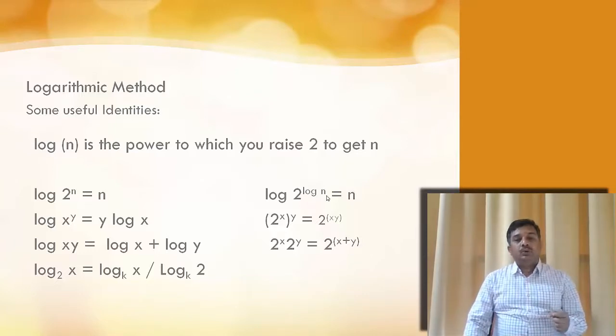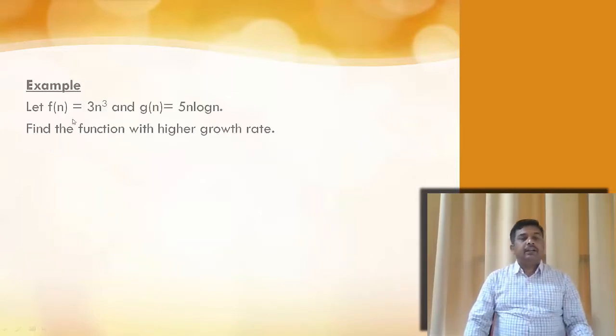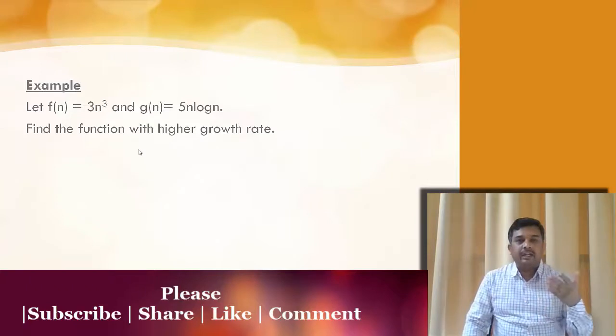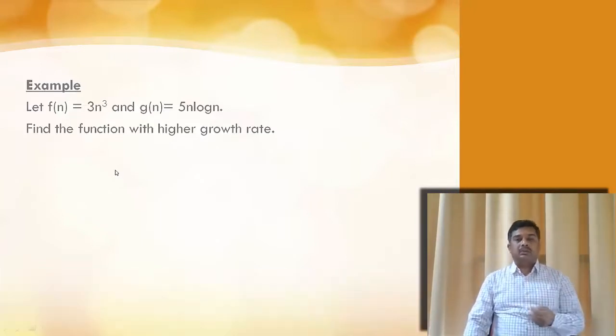Similarly, 2 to the power log n is nothing but n. 2 to the power x to the power y is nothing but 2 to the power xy. 2 to the power x into 2 to the power y is nothing but 2 to the power x plus y. So we use these standard rules or identities to find the rate of growth. We'll compare two functions. Let us see one example. If the first function is 3n cube and the second function is 5n log n, then we need to find which function has the higher growth rate, or which function will approach infinity faster. That's what we are going to see.